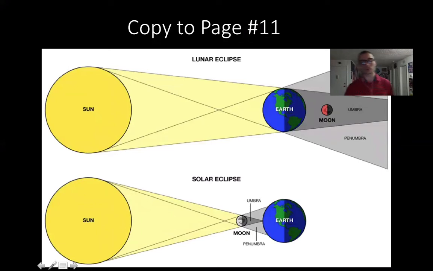Again, lunar eclipse, solar eclipse. Make sure you've already copied these down, obviously. So again, a new moon covered up by the Earth, that's a lunar eclipse. Solar eclipse, which we experienced just a few years ago, is when the moon covers the sun, and all you see is a new moon, a shaded moon. That is going to be, again, copied to page 11 with those positions.